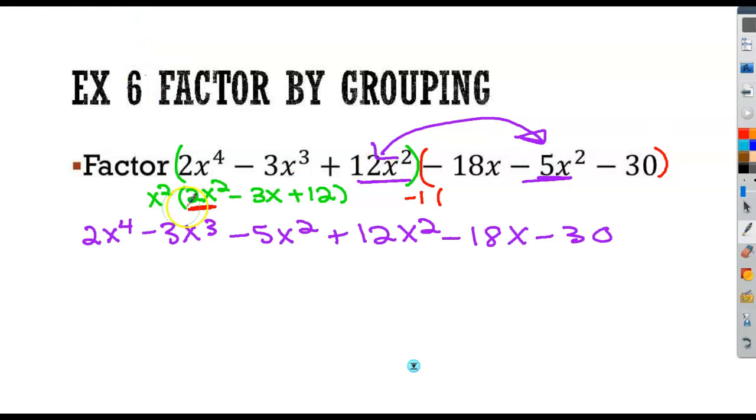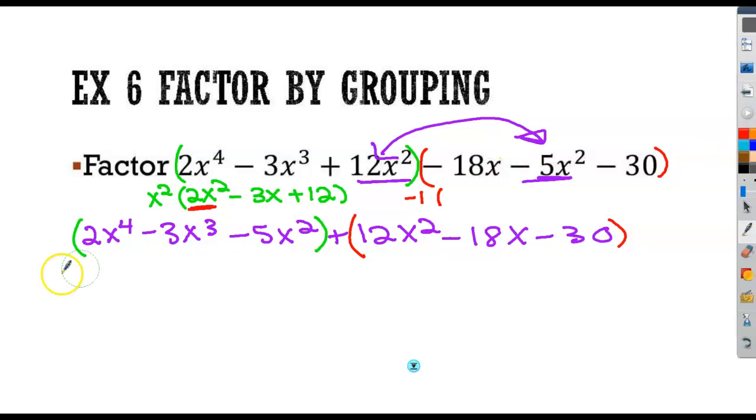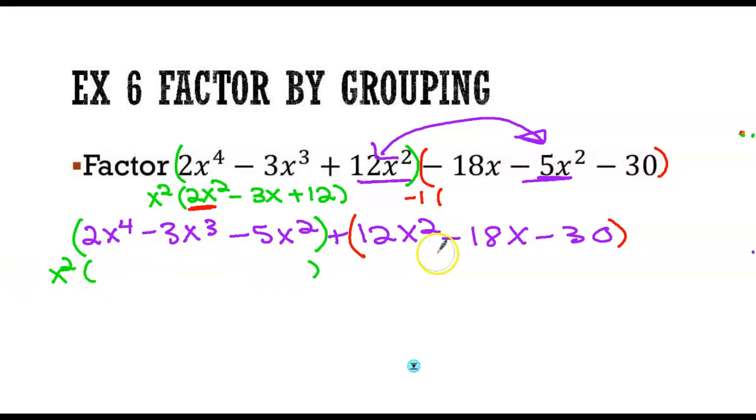All right, so I have rearranged. Notice the main reason why I put that 12x squared in front of the 18x is because I wanted to make sure that my parentheses turn out to be exactly the same inside. So if I'm looking at this first set of parentheses, again, x squared would be my GCF. And looking at this second set of parentheses, I'm going to say that 6 is my GCF. So I'm going to work that out.